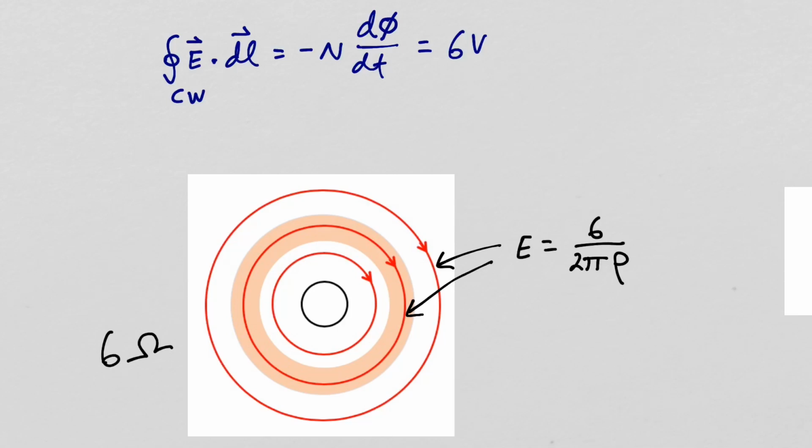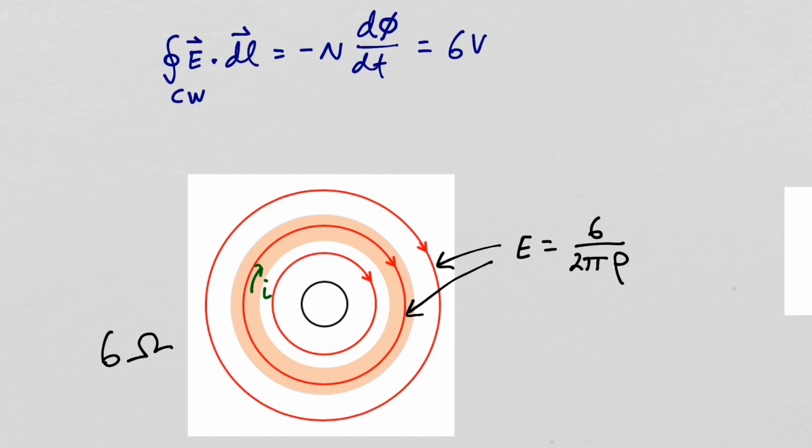Because of the ramping flux through the solenoid, Faraday's law tells us that the integral of E dot dl around the solenoid will equal 6 volts, even if that integral is through this new material that has a total resistance of 6 ohms. So the electric field intensity inside this resistor is 6 over 2 pi rho volts per meter.